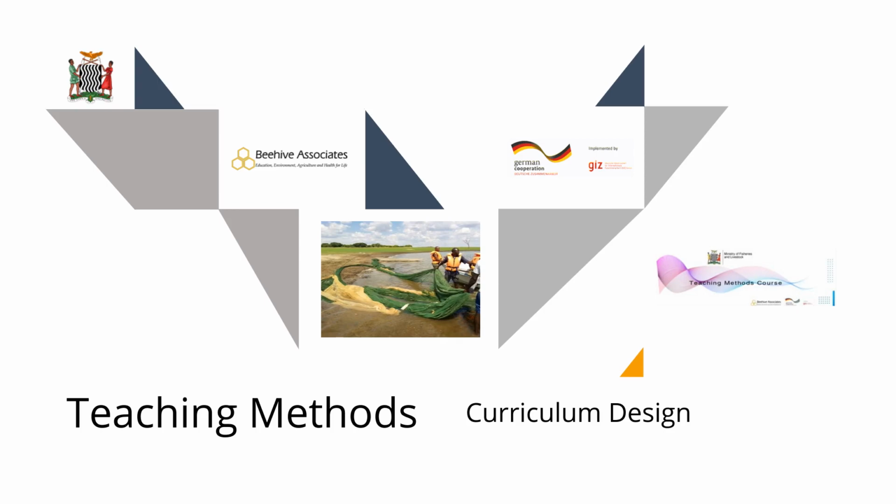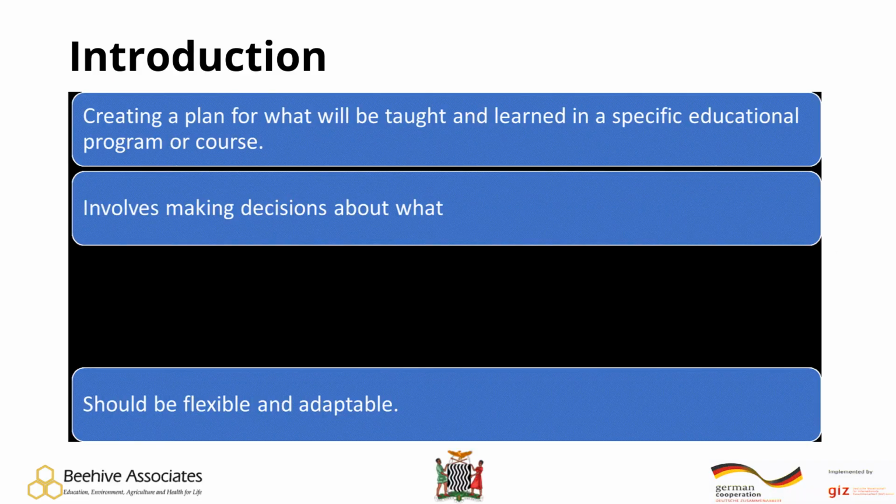Module 4, Curriculum Design. Curriculum design is the process of creating a plan for what will be taught and learned in a specific educational program or course. It involves making decisions about what topics, concepts, and skills will be covered, how they will be presented, and what assessments will be used to evaluate learning.